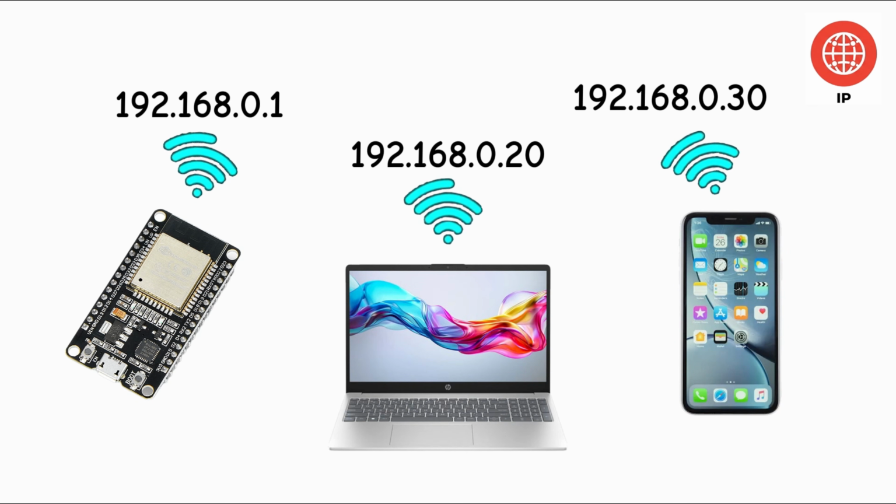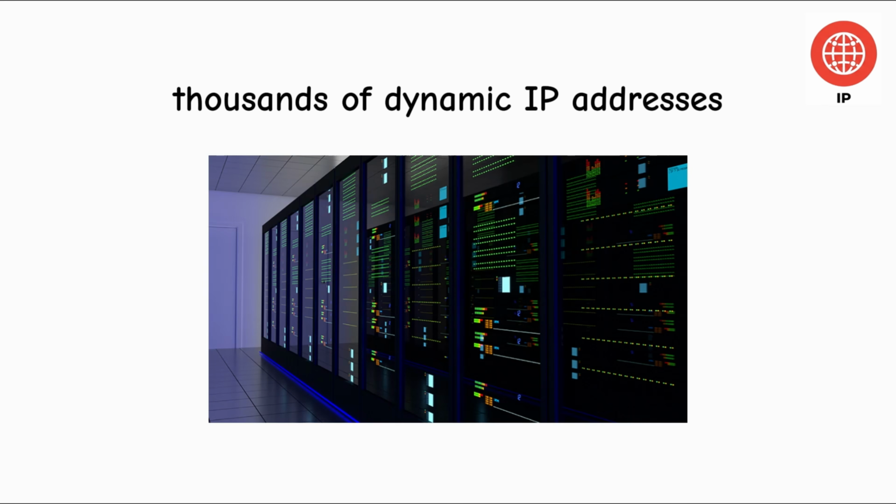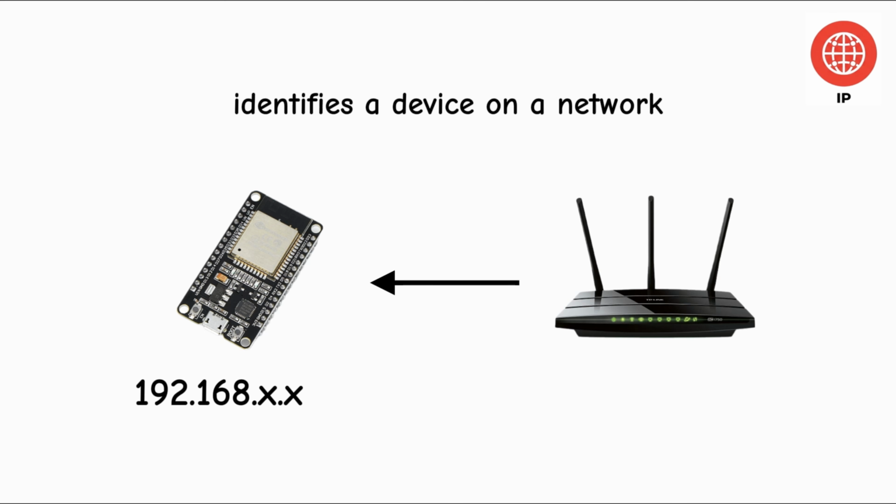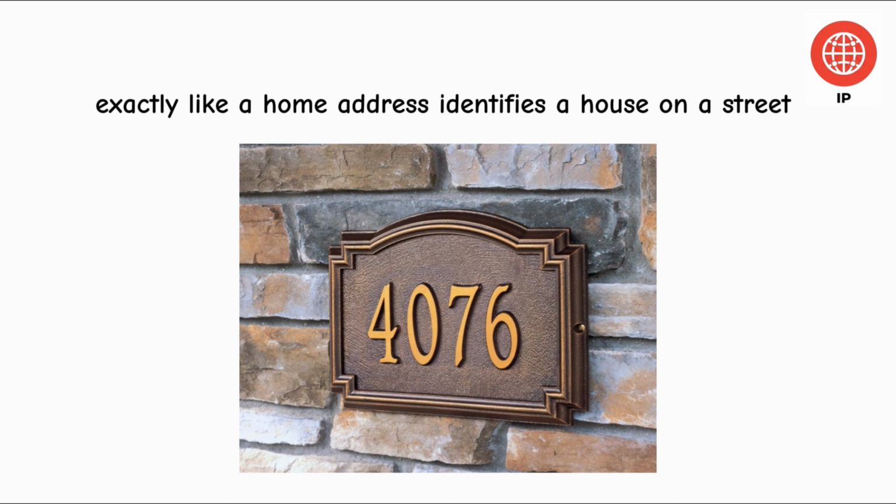Your phone has one, your laptop has one, the server hosting YouTube has one. An IP address is a numerical label that identifies a device on a network, exactly like a home address identifies a house on a street.